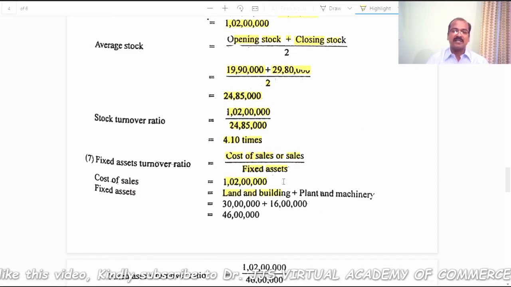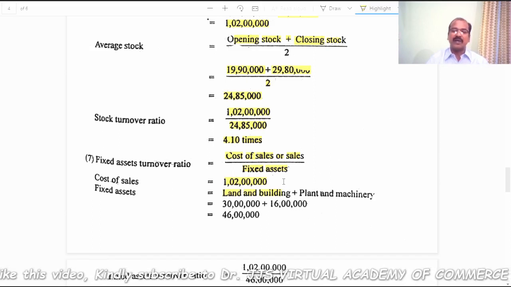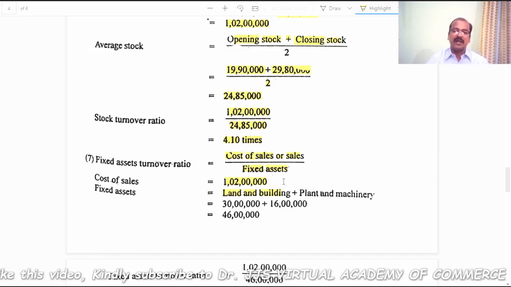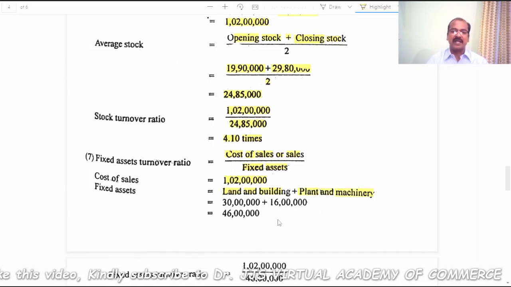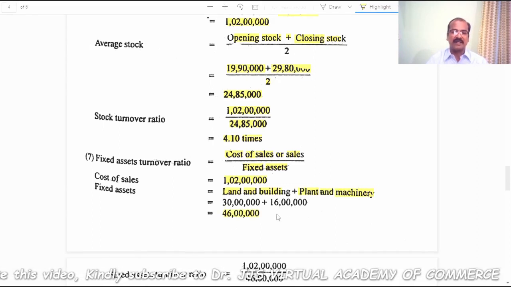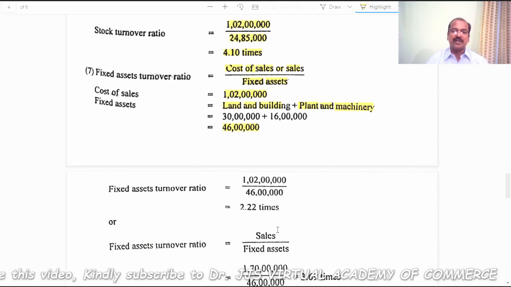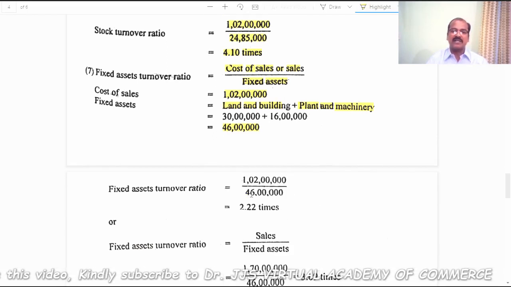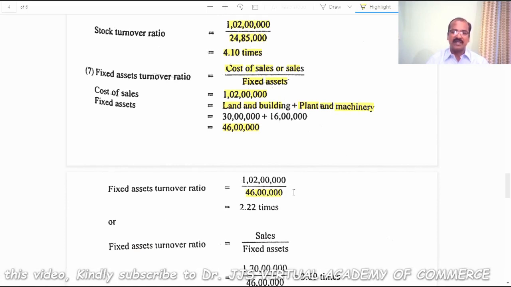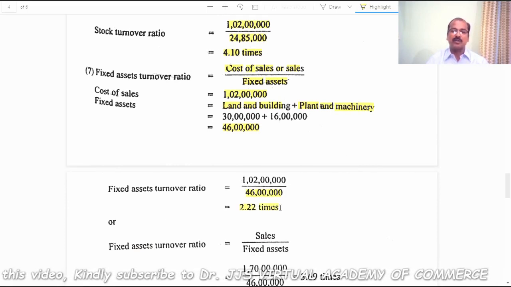What about fixed assets? We found two items given in the balance sheet. They are nothing but land and building valued 30 lakhs, plant and machinery valued 16 lakhs. The total comes to 46 lakhs. Now fixed assets turnover ratio: 1 crore 2 lakhs of cost of sales divided by 46 lakhs, the value of fixed assets. The answer is 2.22 times.